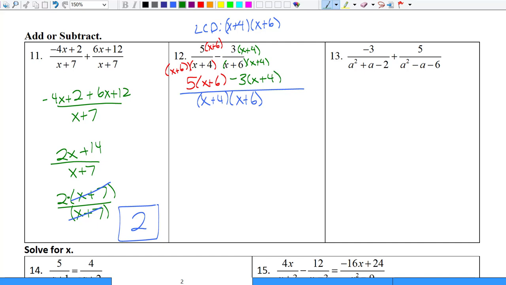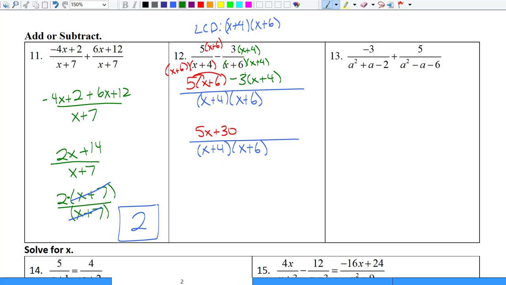Again, I said don't distribute on this step. Wait until the following step. So just go ahead and write 5 times x plus 6 minus 3 times x plus 4, because now we successfully got a common denominator, which was the whole point, right? But the reason I asked you not to distribute into this next step is because when I distribute here I get 5x plus 30, and you're like, that's what I would have got. I didn't have to write it out.